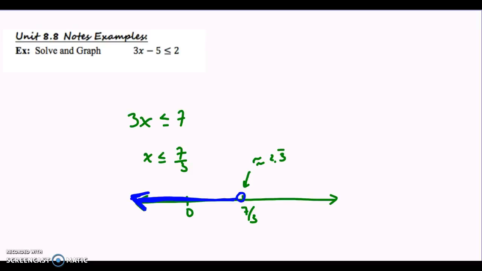Okay, so I'm guessing that you tried it. I hope that you tried it. It was a little bit of a review. Add 5 to both sides. You got 3x is less than or equal to 7. And then divide by 3. You got x is less than or equal to 7 over 3. That's a 3 in case you can't tell. And then graphing on the number line looks like this. And hopefully you got this correct.